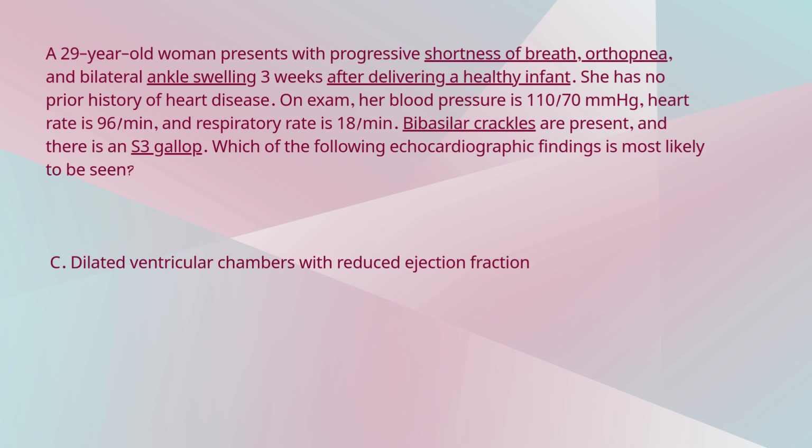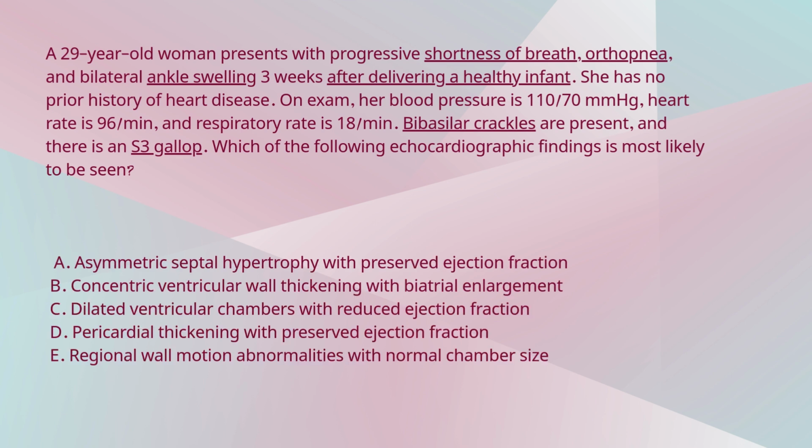We can also take a look at the other answer choices and rule them out. So, septal hypertrophy is a finding in hypertrophic cardiomyopathy. Ventricular wall thickening is seen in restrictive cardiomyopathy. Pericardial thickening is seen in constrictive pericarditis, which she does not have signs and symptoms of or a common presentation for that. And then regional wall motion abnormalities are more consistent with ischemic heart disease.